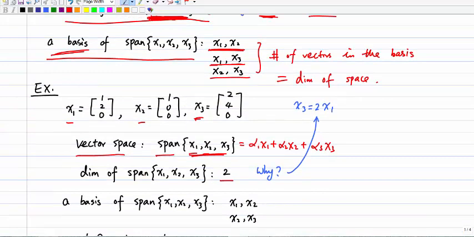So a basis of the span is, you can see, x1, x2, okay, linearly independent. Also, you can see x2 and x3, okay, but x1, x3 is not a basis because they are not linearly independent. Okay.